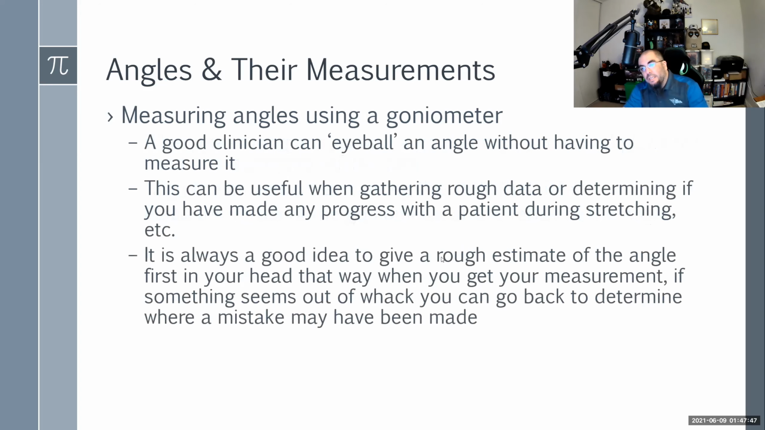A good clinician can eyeball an angle without having to measure it. Now, this is not actually measuring. This is knowing about what you have. This can be useful in gathering rough data, or to determine if you've made any progress with the patient through stretching, or if you think you're going to screw something up. Because again, on these goniometers, there are so many numbers.